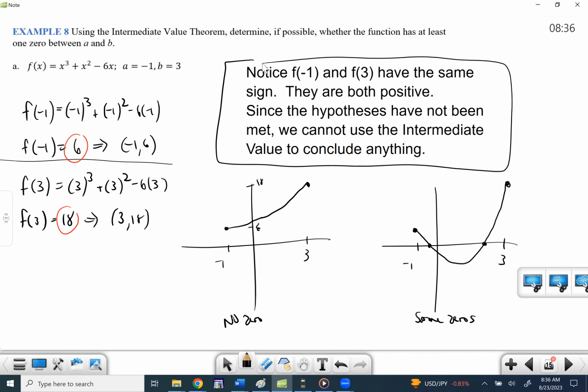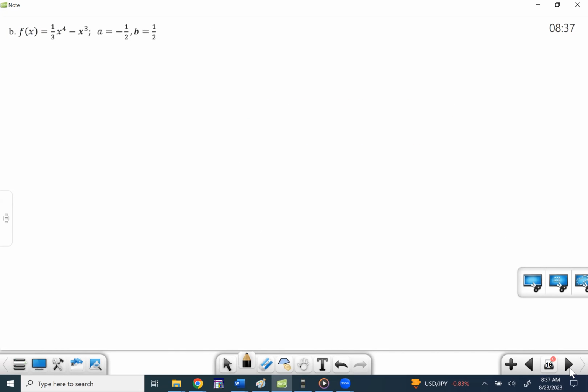All right, so let's go ahead and check this next one. Got to throw some fractions in, right? Make sure our skills are up to par. Can't be ignoring these guys. All right, so we're going to substitute in -1/2 into the function.